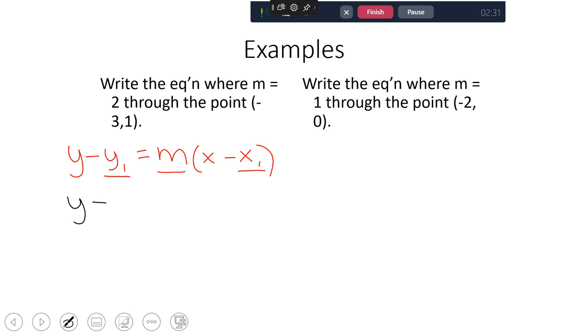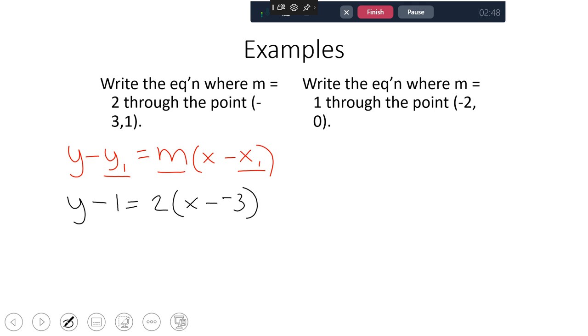Okay, what is my y value in the pair? 1. I'm going to put a 1 there. Equals m. What is my m value? 2. We're going to put an x. And then we're going to put minus. And then in this case, our x is negative 3.